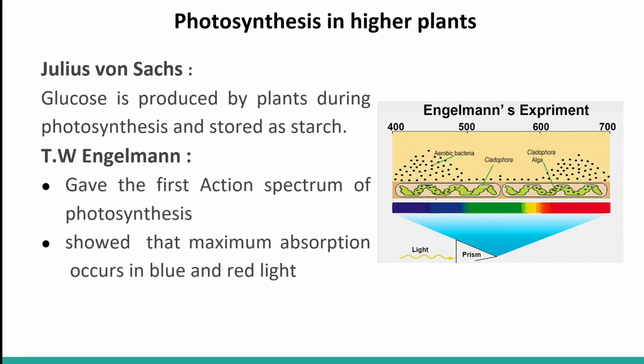Then another very major discovery was made by Julius von Sachs. He said that glucose is produced in the plant during photosynthesis, and it is stored as starch. Starch is the storage material in plants, whereas glycogen is the storage material in animals.